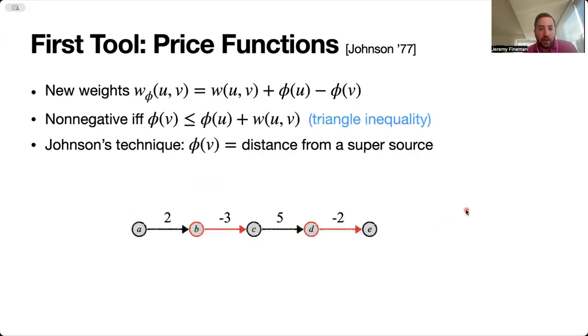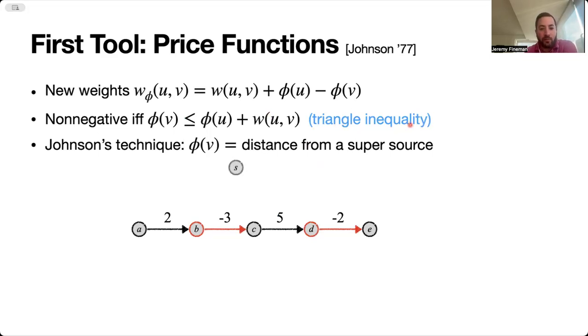Now, Johnson's strategy involves trying to come up with a price function where this new weight is non-negative, which if you just flip things around is saying that the price of V is less than the price of U plus the weight of the edge. And this is a triangle inequality. Shortest paths obey the triangle inequality. So his observation is just that you can use shortest path distances to get a price function that will give you non-negative weights.